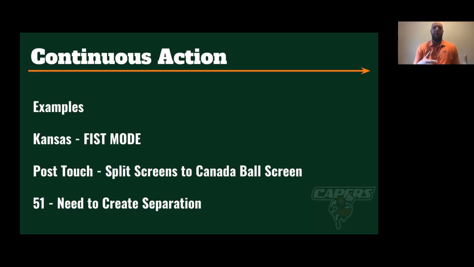We're going to go into examples of what I've done on any time there's a post touch and a split screen, how you get into Canada ball screen, also get into a 51 screen like I was talking about. But the important thing with that, especially at the end of the shot clock, is creating that separation with the 5 and their defender, so that you can create that advantage late in the shot clock rather than just be a switch or something that bogs the offense down at that point in time.